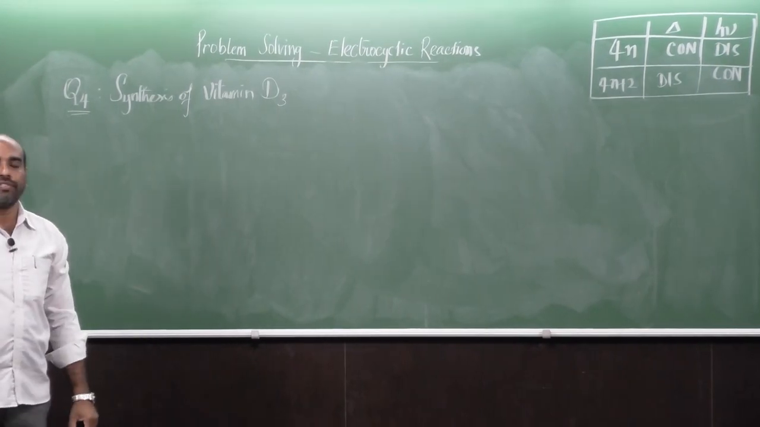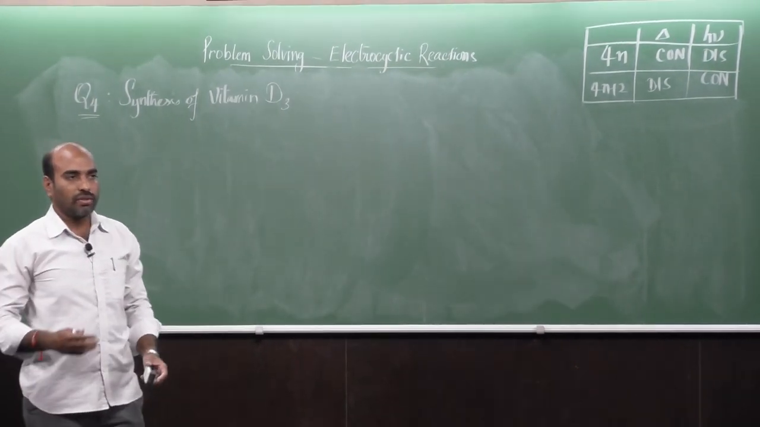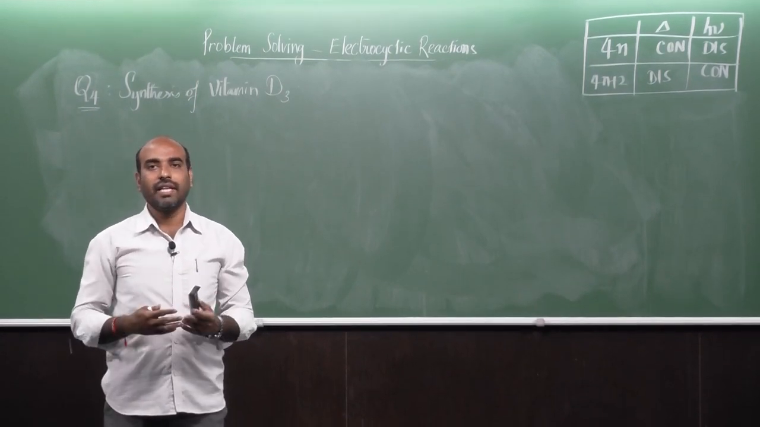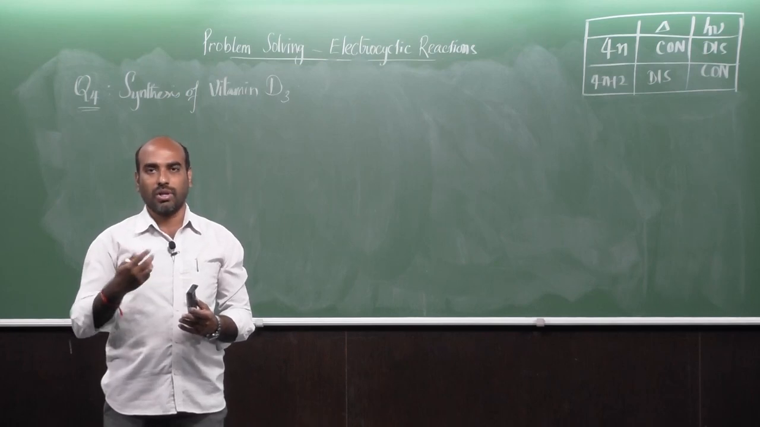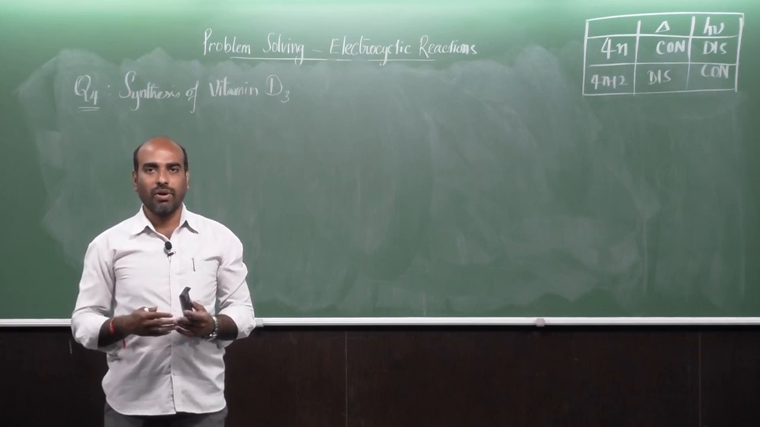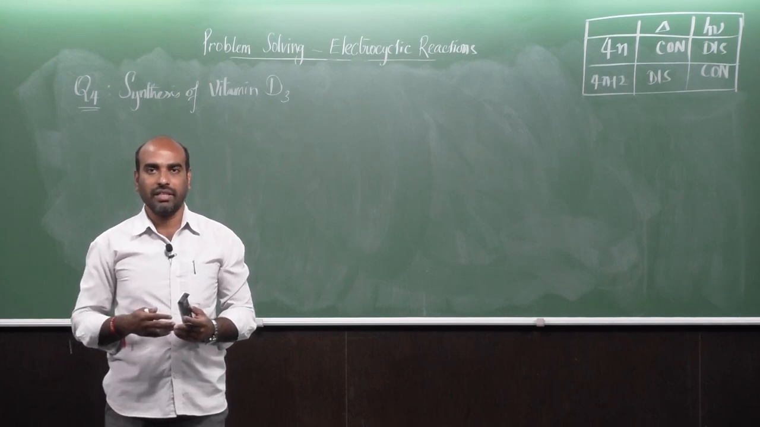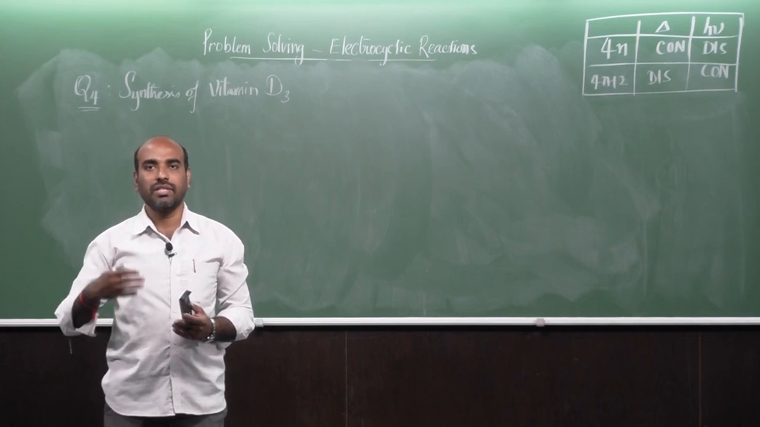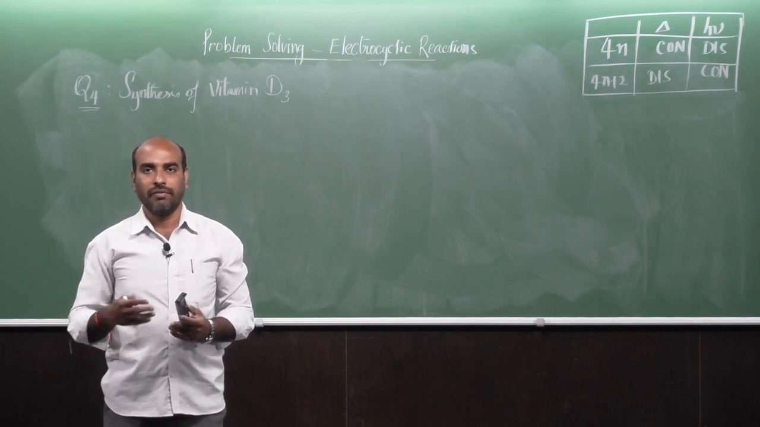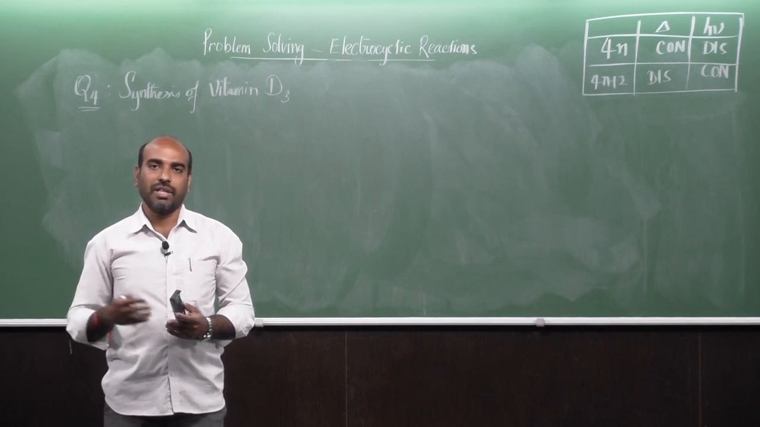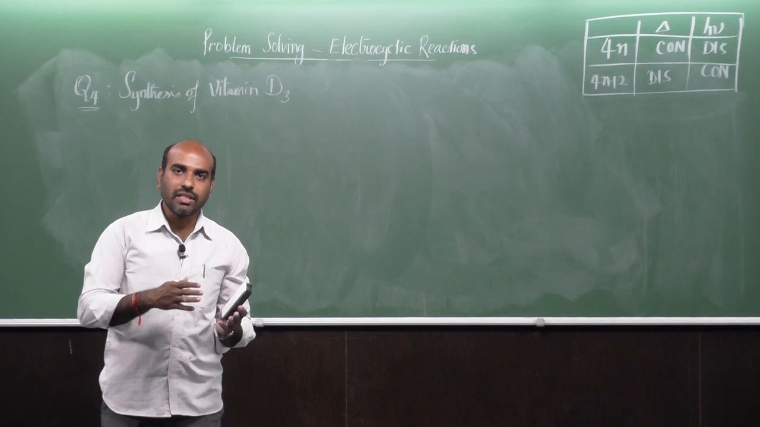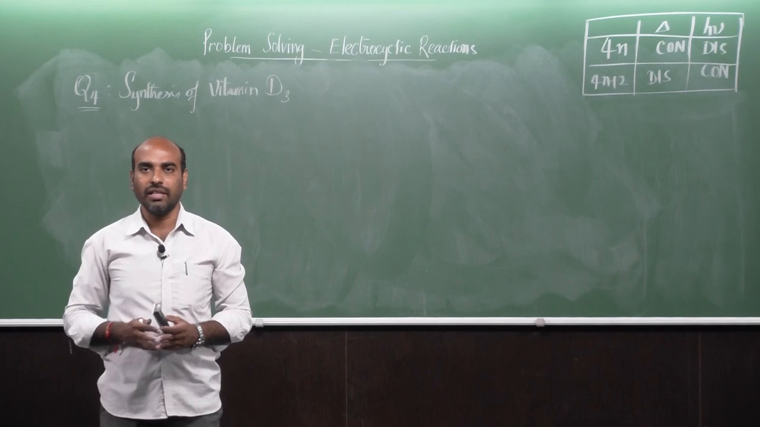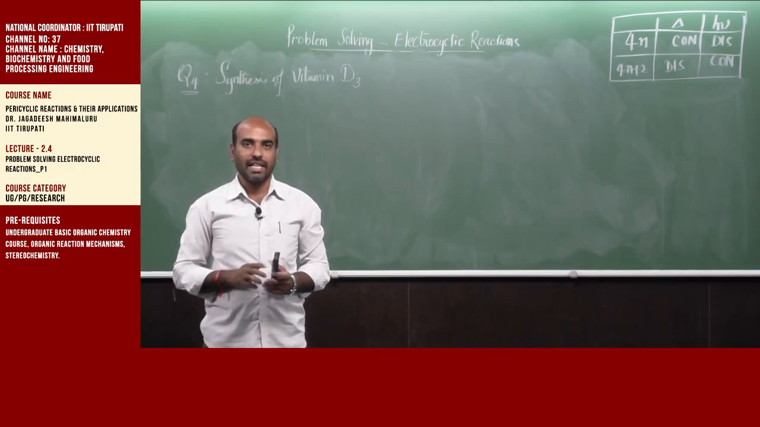So, synthesis of vitamin D3. We are all taught that when you go in the sunlight, the skin has melanin which absorbs the sunlight and transforms the precursor molecule of vitamin D3, that is 7-dehydrocholesterol. The 7-dehydrocholesterol, which is a precursor molecule for vitamin D3, is converted into vitamin D3. This conversion of 7-dehydrocholesterol into vitamin D3 strictly follows the pericyclic reactions, right.